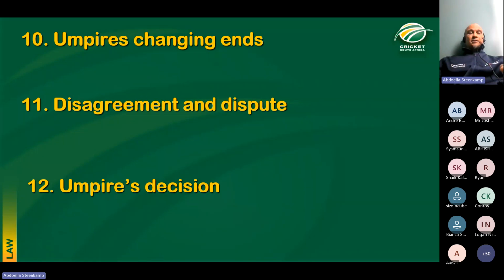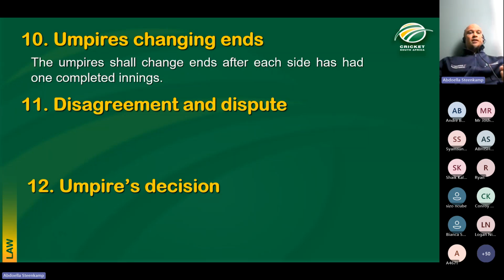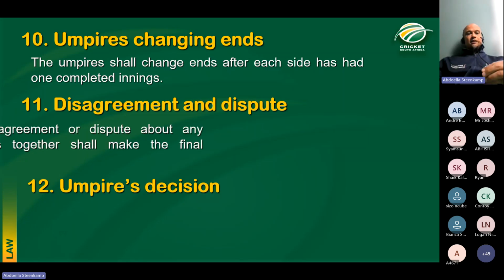Do umpires change ends in multi-day cricket, and Test match cricket is an example of multi-day cricket? Yes, they do change ends. When do they change ends? Umpires change ends after each side has completed one innings. So South Africa batted first, dismissed for 400. India batting in their first innings, dismissed for 420. After both sides have completed their first innings, umpires then need to change ends.